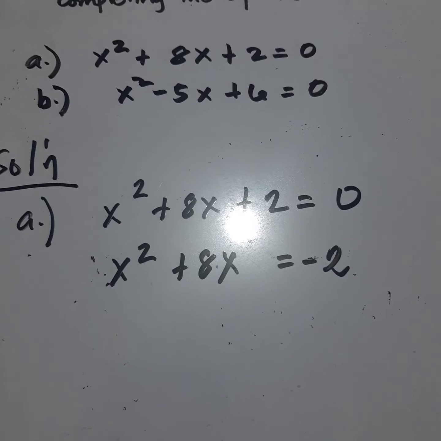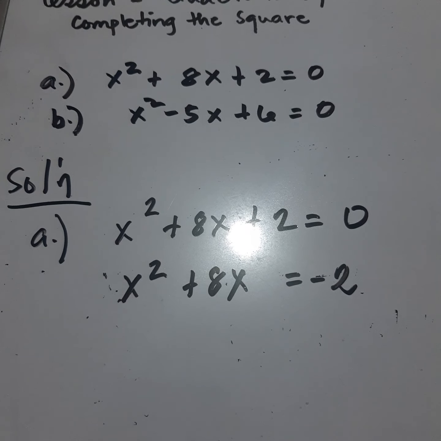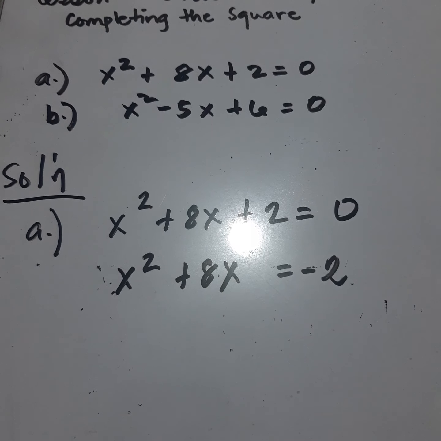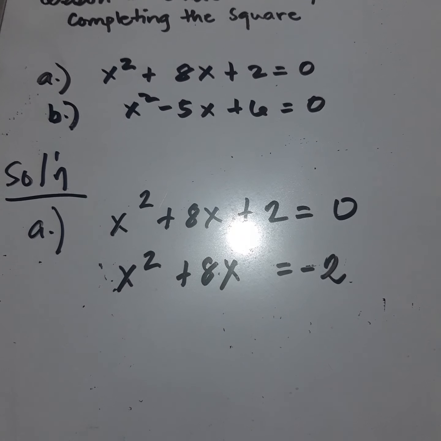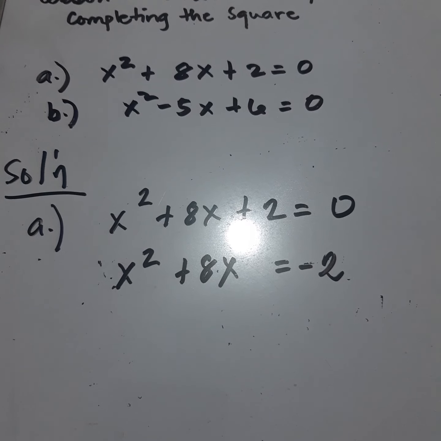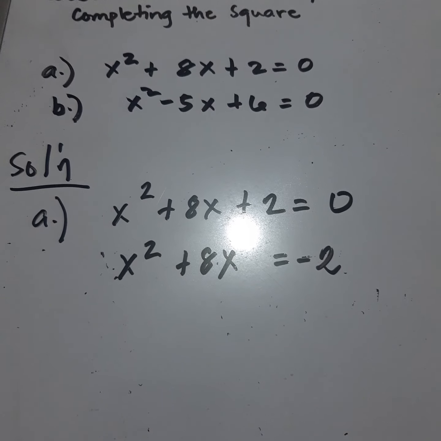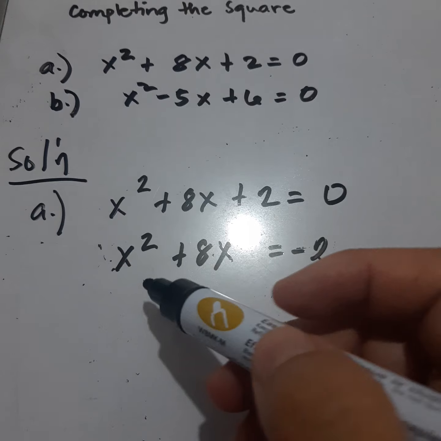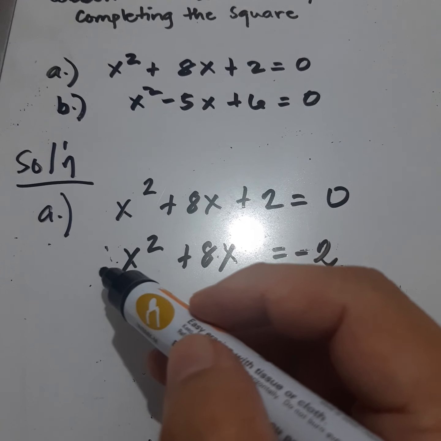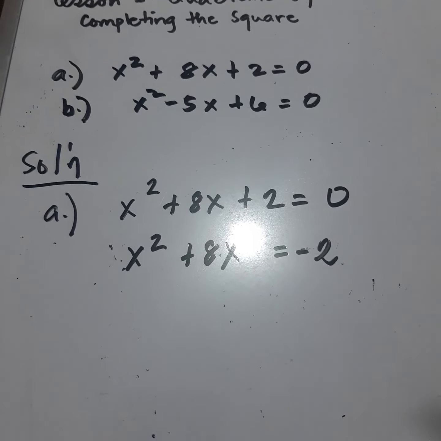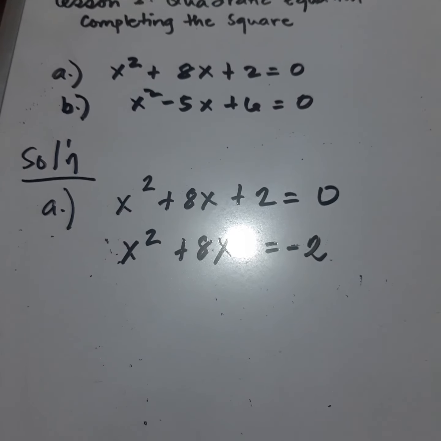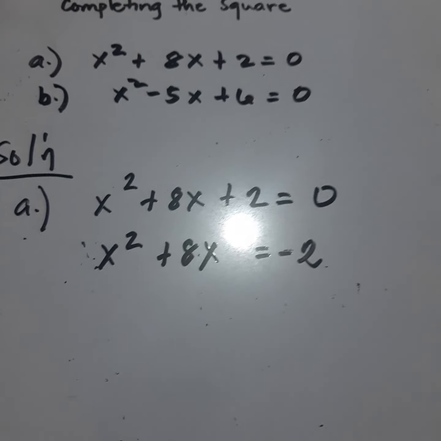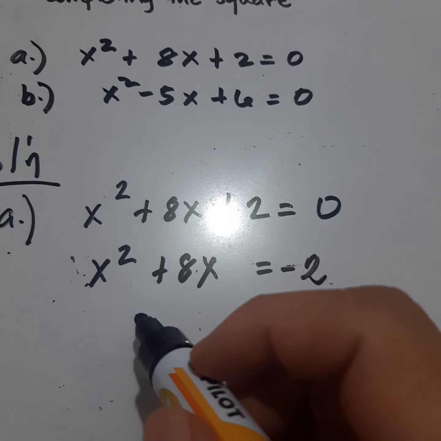Kasi remember dun sa discussion ko ng part 1 ng completing the square, ang expression ng completing the square is in the form of x squared plus bx. So, yun yung pinakamadaling i-solve kasi yung coefficient ng x squared is 1. Pero soon, we will try mag-solve ng ang coefficient niya ay hindi 1. So, ano yung kasunod na gagawin?